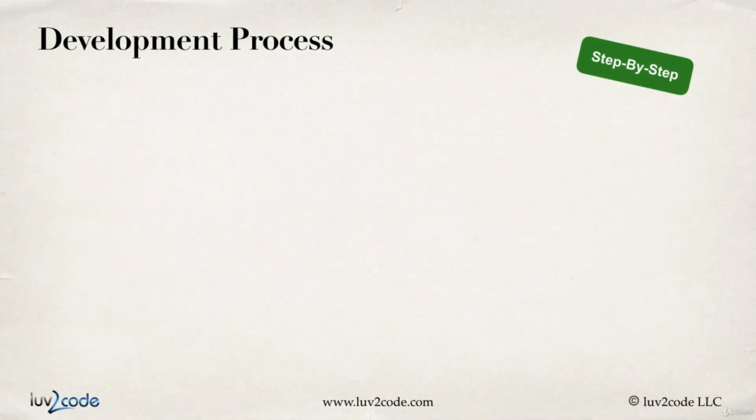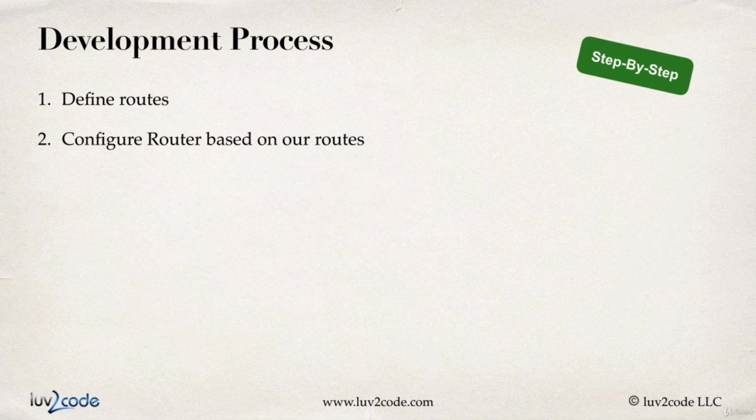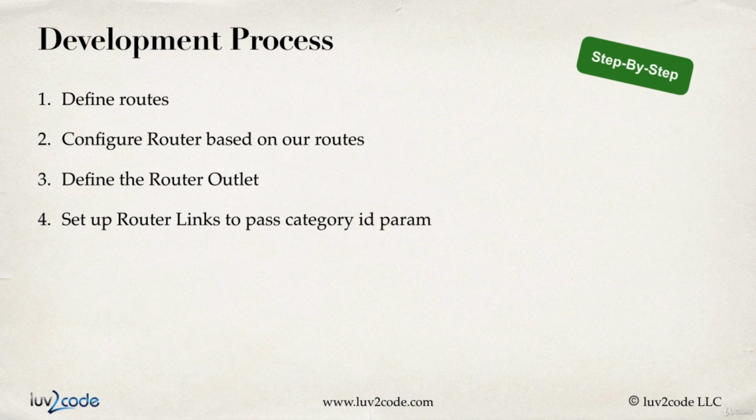Alright, so let's go ahead and look at our development process. The first thing that we'll do is define the routes. Then we'll configure the router based on our routes. Next, we'll define the router outlet. We'll set up router links to pass over the category ID parameter.